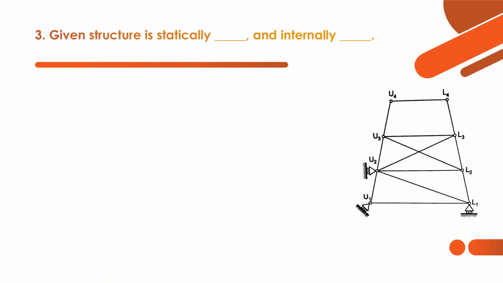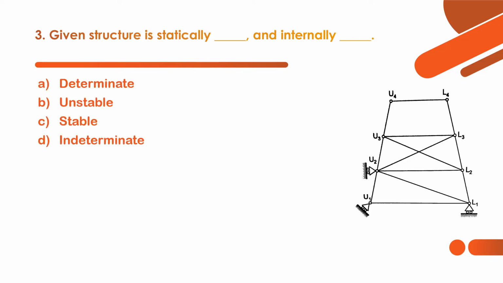Given structure, we have to find whether it is statically determinate or indeterminate, and internally whether it is stable or unstable. So the given structure is a truss like structure, and we have to find the static indeterminacy. When it comes to 0, then that will be called a determinate structure. When it is greater than 0, then that will be called indeterminate. And here we can see, if we calculate the degree of static indeterminacy, DS will become 0. So that's why this structure is determinate.